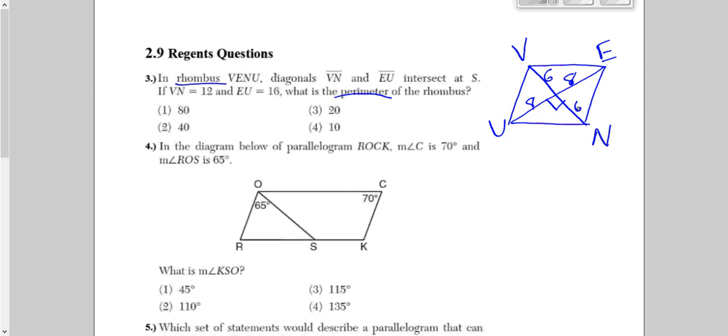So let's call this X. So what are we going to do here to find X? Are we going to use a certain theorem? Oh, the Pythagorean theorem. X squared equals 6 squared, right?